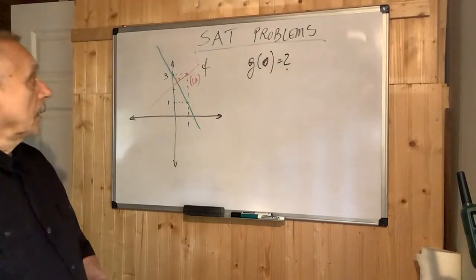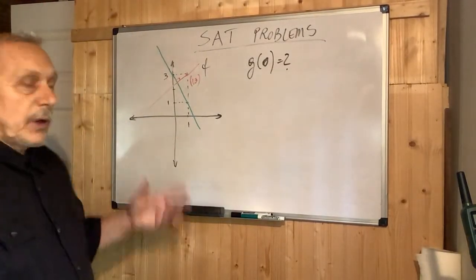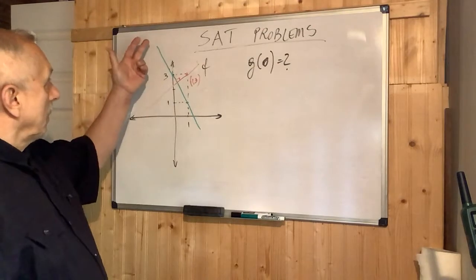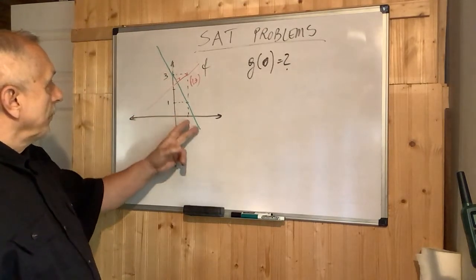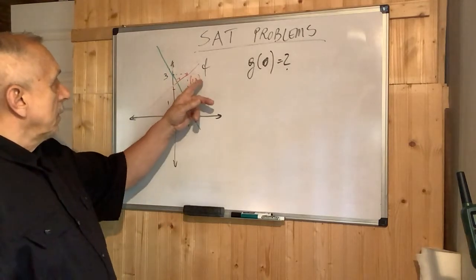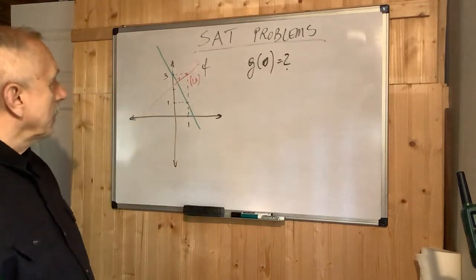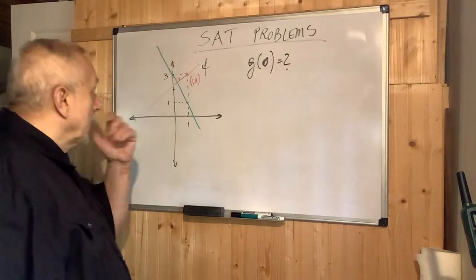Hello. Let's solve this SAT problem. We have the Cartesian plane here, and we have this line, the green line, determined by a function f. It doesn't say exactly what the relationship is.